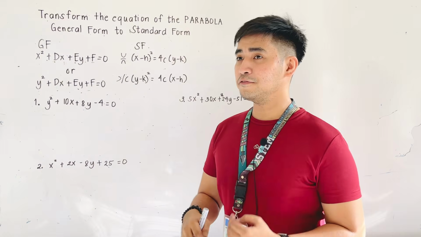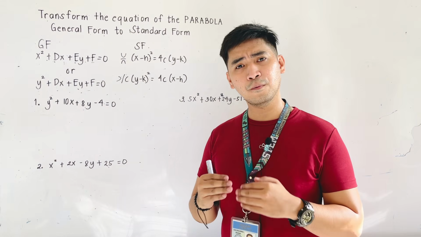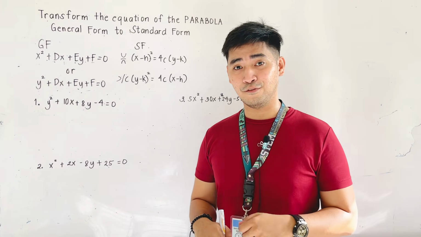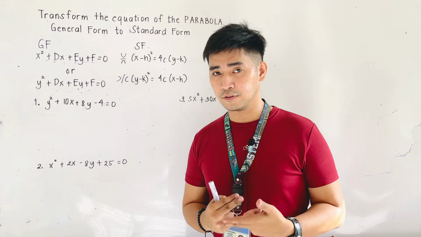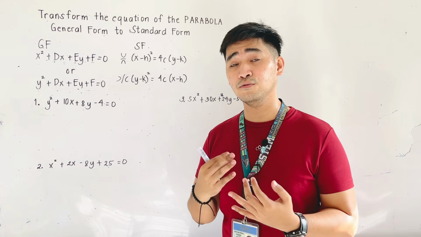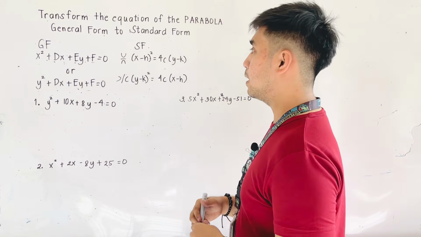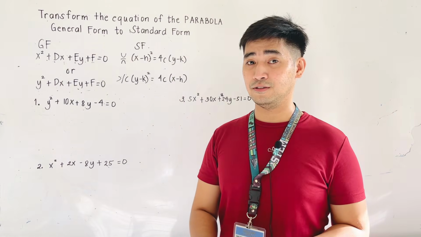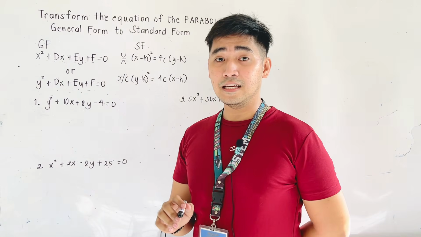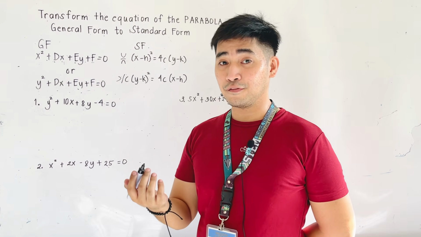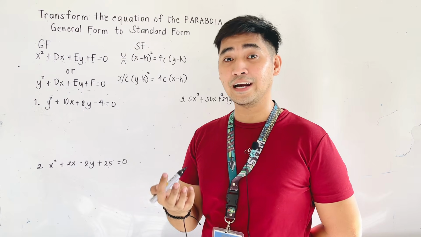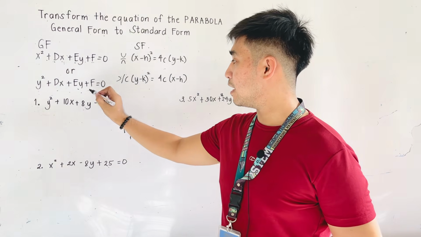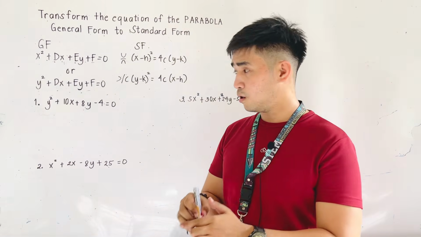Okay, so in order for us to transform the equation of the parabola from one form to the other, we have to recall its general and standard form. So we have two general forms and two standard forms for the parabola. For the general form, we are given x squared plus dx plus ey plus f is equal to 0, where d is the coefficient of x, e is the coefficient of y, and f is the constant. We are also given y squared plus dx plus ey plus f is equal to 0.